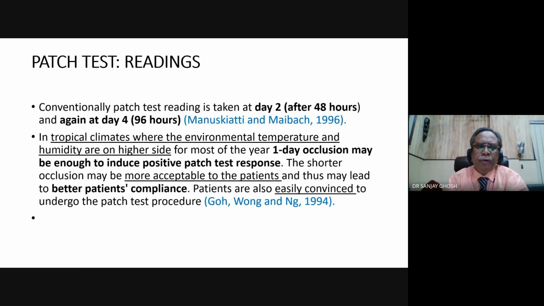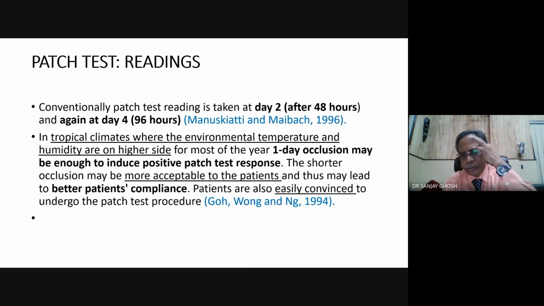This day 4 or day 3 reading is important to actually exclude the delayed reaction. But in our tropical belts, that's important. Many of the patients are not agreeing to patch test due to sweating, another thing, and it is really discomfort.